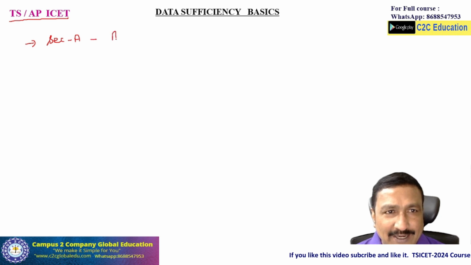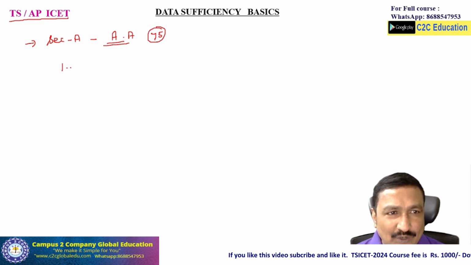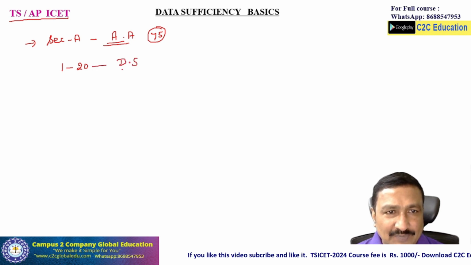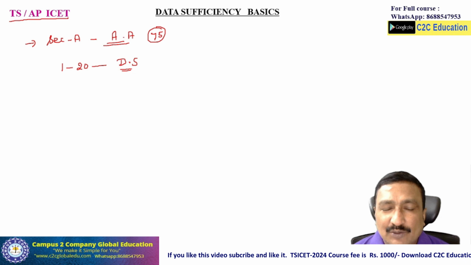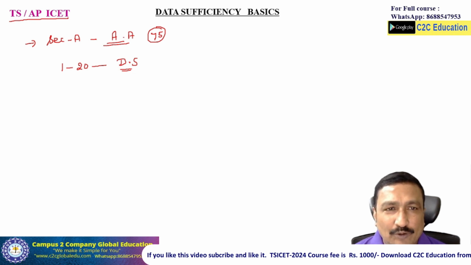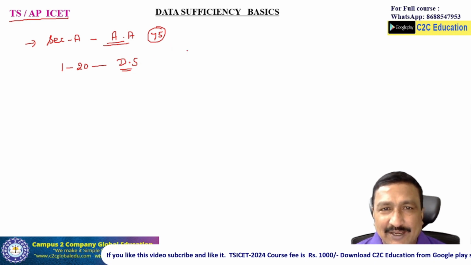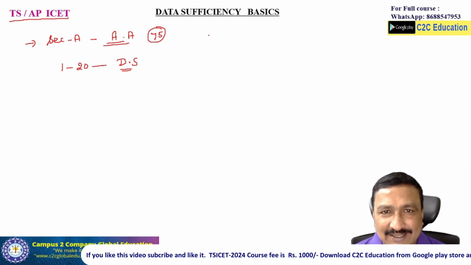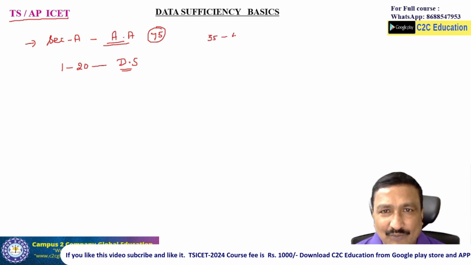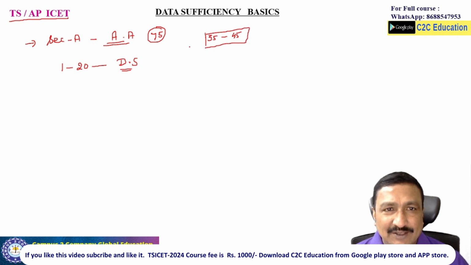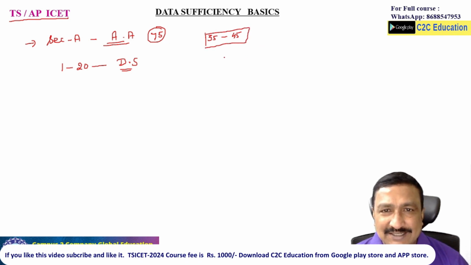If you look at analytical ability, there are 75 questions. Out of 75 questions, the first 20 questions belong to data sufficiency. These data sufficiency questions are very important to score maximum in Section A. Generally, most students can easily answer 35 to 45 questions in Section A, but if you are very good in data sufficiency, we can improve the score up to 65.